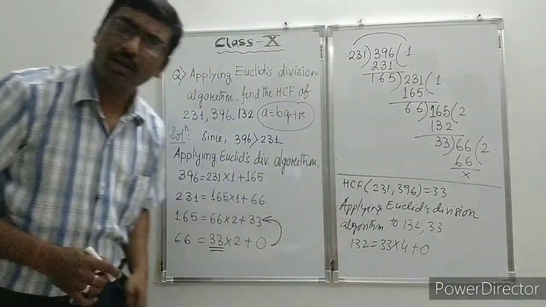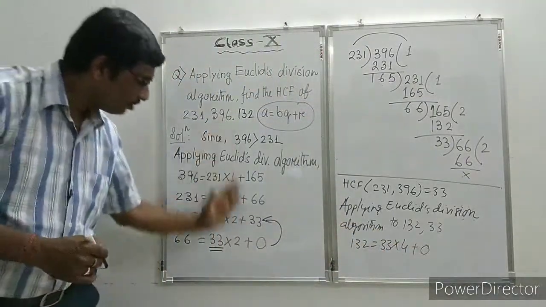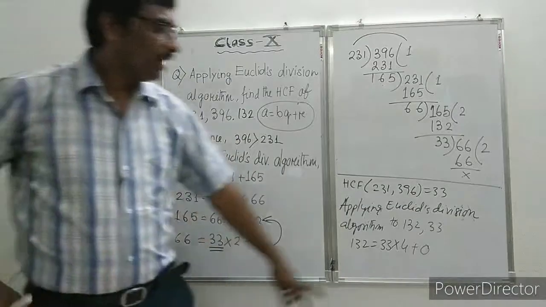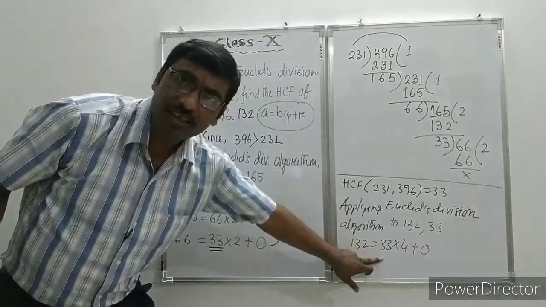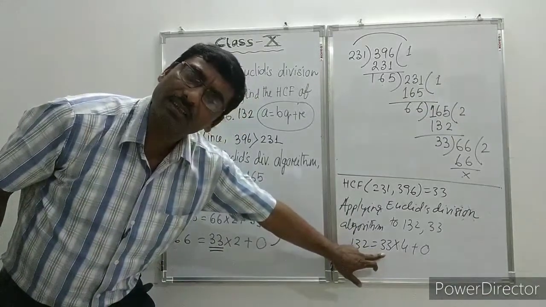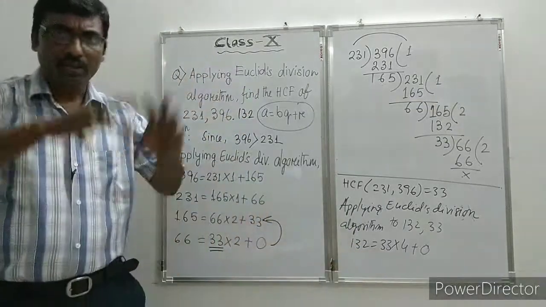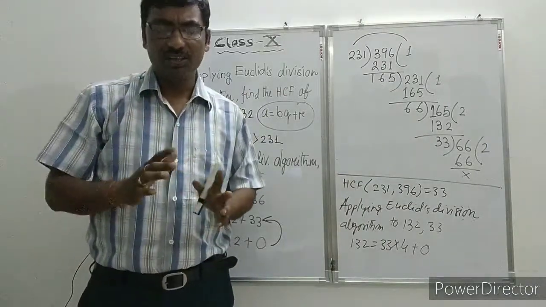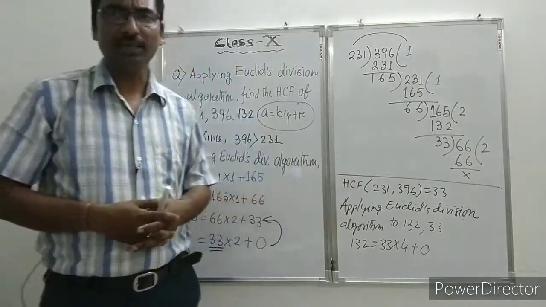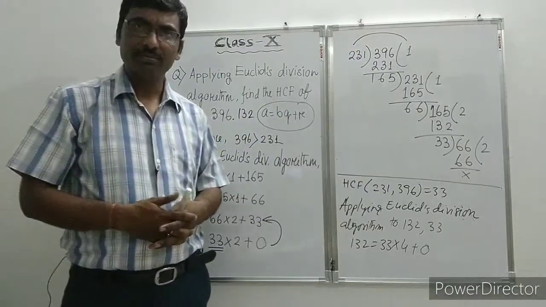Sometimes it may take more than 1 or 2 steps. No problem. Do the process as usual. And then here you see, as soon as we get 0, our divisor, that is B, that is 33, is the HCF. So the HCF of all the three numbers will be 33. In this way, you can find the HCF of three numbers also. Okay? Very good.